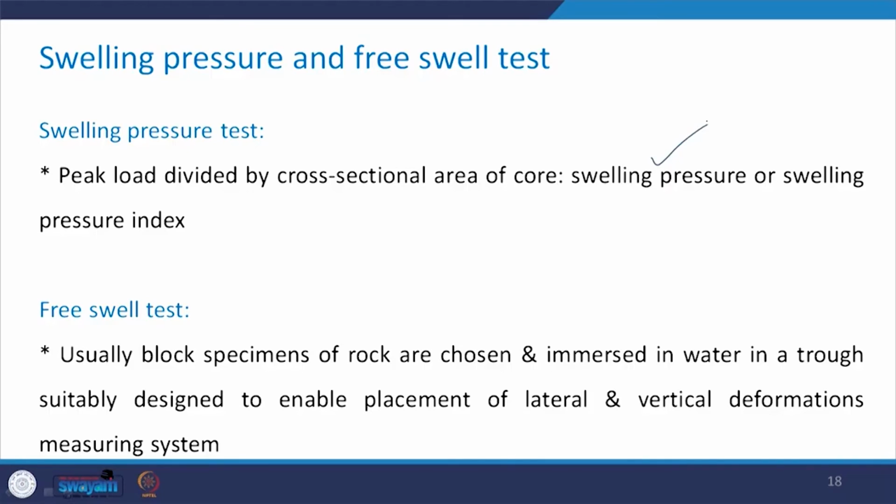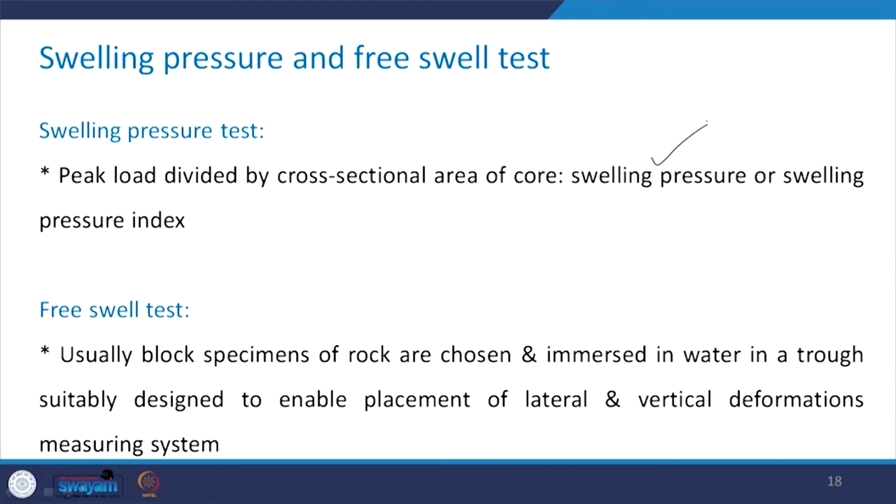This gives us the idea whether the specimen or that particular rock has any kind of swelling mineral, or any kind of mineral which may cause swelling in the presence of water. If there is no pressure being generated, that means the rock is free from the mineral which is causing any kind of swelling. Then the peak load divided by the cross-sectional area of the core will give you the swelling pressure, or swelling pressure index.